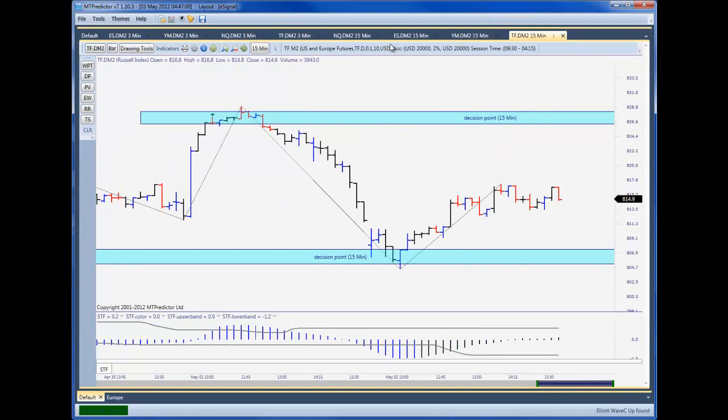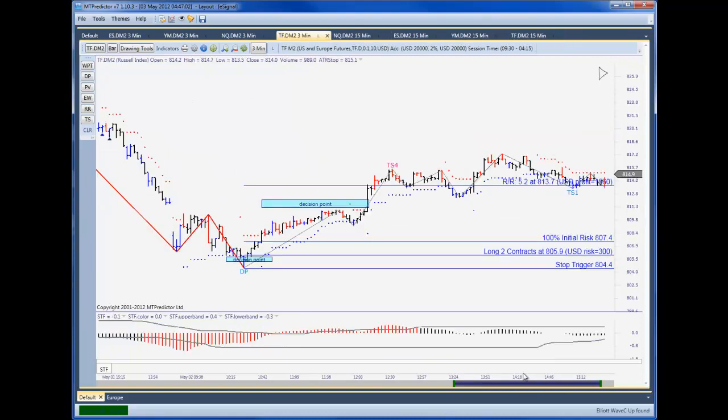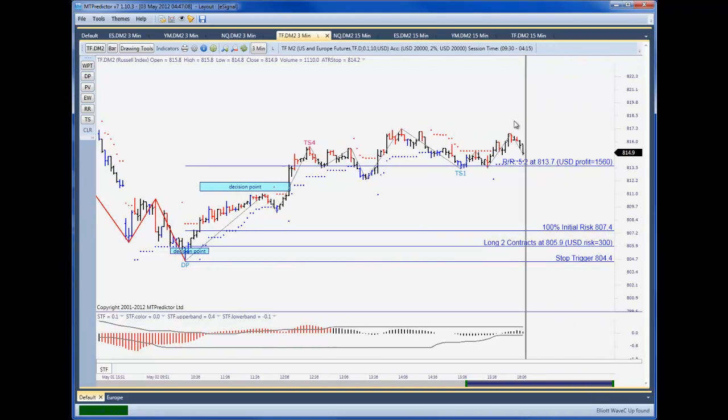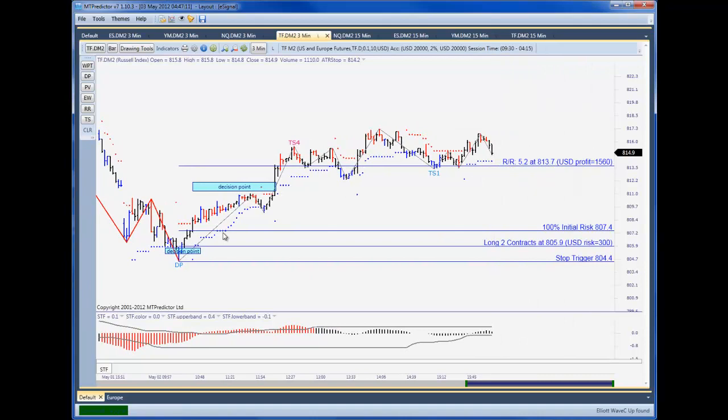Let's go back to the Russell Index and scroll forward so we can see the whole day now. Give us a little bit of space on the right hand side here so we can see what's going on. So the point being is that the ATR stop would have held you long up into this point in time here. So that would have actually been a lovely trade with a plus 5.2R profit.